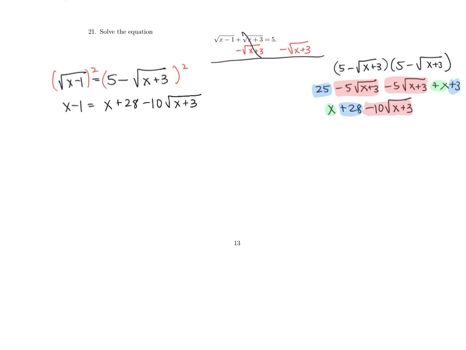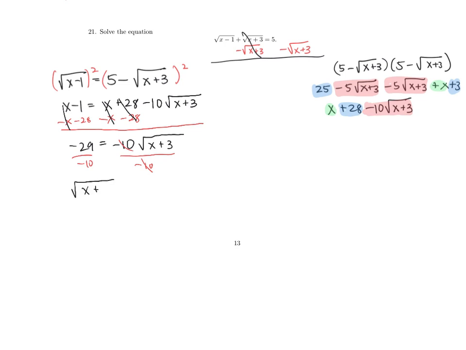Okay, so now your goal is to get that square root. That's the only square root left now in the problem. Get that one by itself. So I'm going to subtract x from both sides, subtract 28 from both sides. Okay. So now I'm going to have negative 29 is equal to negative 10 times the square root of x plus 3. So I can divide both sides by negative 10. Again, I'm trying to get the square root by itself. So this would be the square root of x plus 3 is equal to 29 over 10, because the two negatives would cancel on that side.